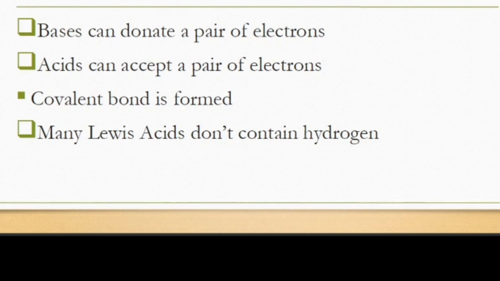Many Lewis acids don't contain hydrogen. So what is the primary requirement of this acid-base concept? A pair of electrons, a donor and acceptor. The electron pair donor and electron pair acceptor model.